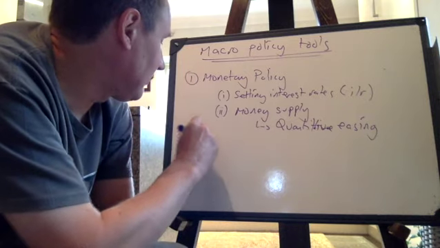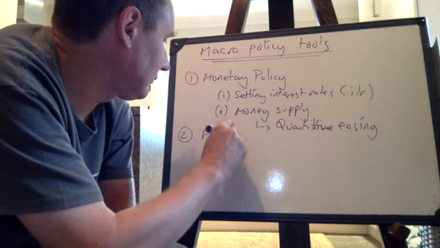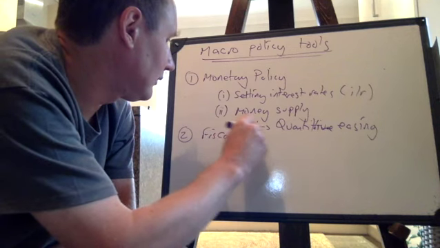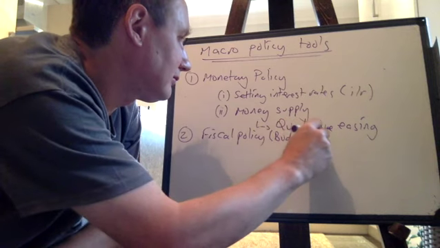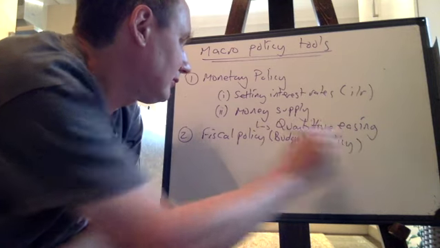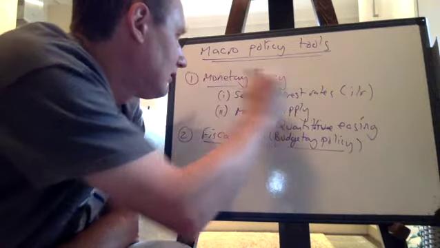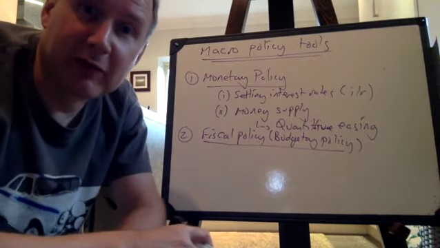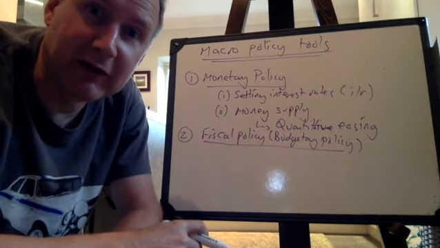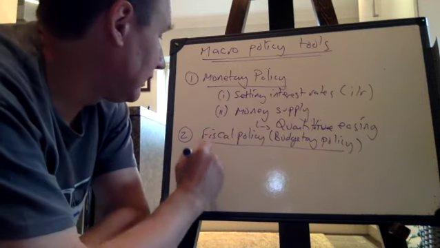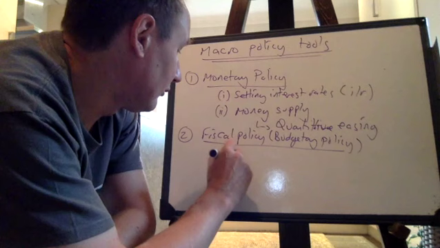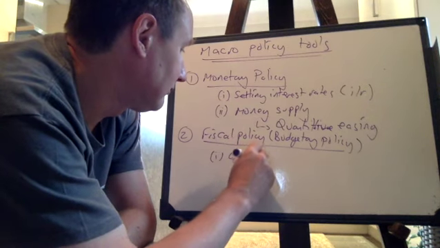Secondly, we've got fiscal policy, which some people call budgetary policy. So that's definitely under control of the government because it's the use of government finances to have an impact on the economy. And essentially, fiscal policy involves, firstly, the role of government spending.